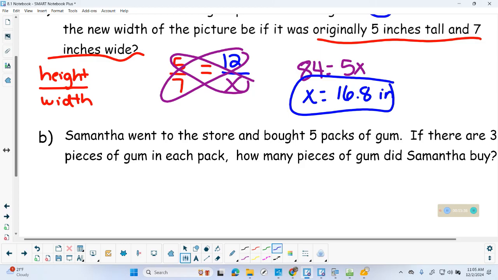I don't even know if I'd write work on this, quite frankly. I'd probably just do it in my calculator. So I'm with Maddie. I would do 36 times 5. 5 packs, I'm gonna go 36. 180.